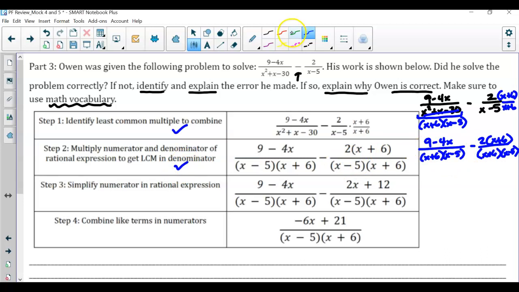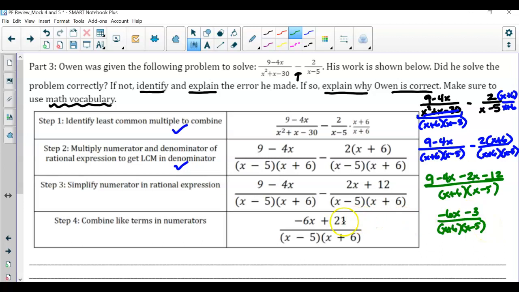So now let's go through, but keep in mind, you are distributing a negative 2 here, right? Or you're multiplying by 2, but then distributing a negative, because we're subtracting. So this becomes 9 minus 4x, but then now minus 2x minus 12 over our x plus 6 times x minus 5, which gives you, when combining like terms, a negative 6x minus 3 from 9 minus 12 over x plus 6 times x minus 5.